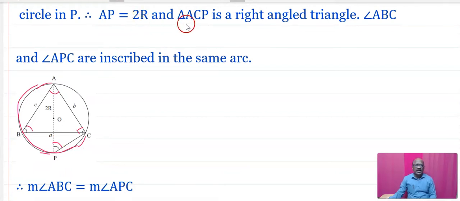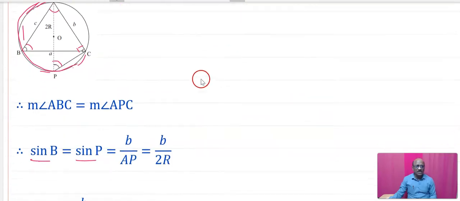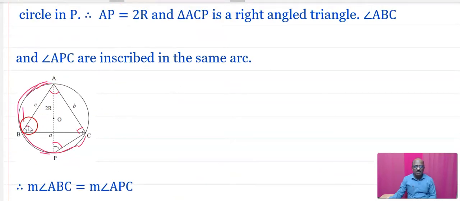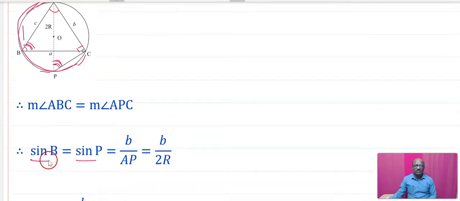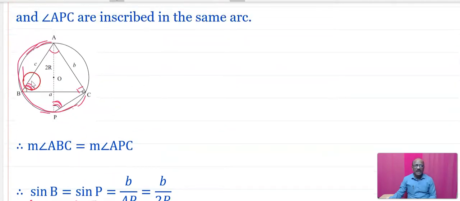Consider the triangle ACP, a right angle triangle. Angle ABC and angle APC are inscribed in the same arc, and therefore the measure of angle ABC is equal to the measure of angle APC. Here we have sine B is equal to sine P, as these two angles are equal.